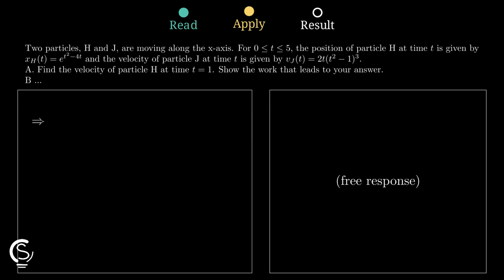Next, we check when particles move in opposite directions by comparing velocity signs. Particle h moves left before time 2, while particle j moves right after time 1. Check those intervals carefully. At time 2, particle j has positive velocity and acceleration, so speed increases.